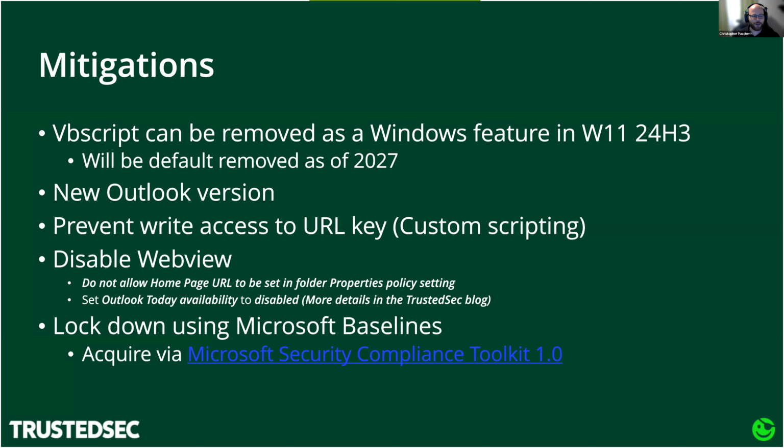You could, through your own custom in-house tool pushing or host management, set the security controls such that that web view key could not be written to. If it can't be written to, then we can't set a home page, then it can't be used. You can also outright disable web view. There's a blog post that has been released on the TrustedSec page that goes into more detail about some of the group policy preferences that you can set to disable web view and disable Outlook today. And we've also found that using the Microsoft Security Compliance Toolkit and applying those recommendations can further prevent this technique.